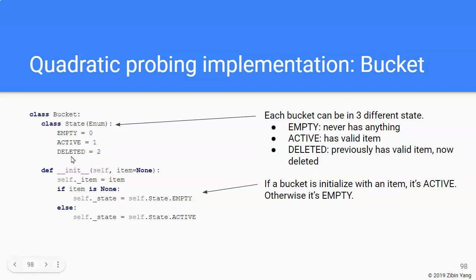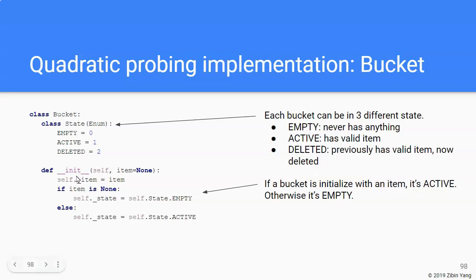So the first class we define is the bucket class, which holds the item that the client code wants to store in the hash table, as well as the associated state with the bucket. So the bucket can be in three different states. One is that it can be empty, meaning the bucket has never held anything in it. The second state is that the bucket is active, meaning it is holding a valid piece of data. The third state is that it's deleted, which means that the bucket has at some point held a valid item, but that item has since been deleted.